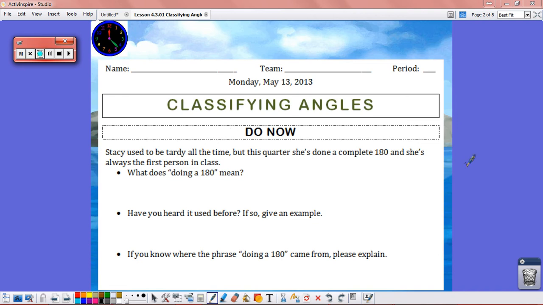So we're starting a geometry unit. We're going to start with angles. First, we will be classifying angles. The warm-up is just an introduction to get our feet wet.